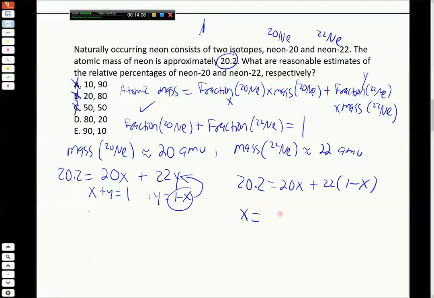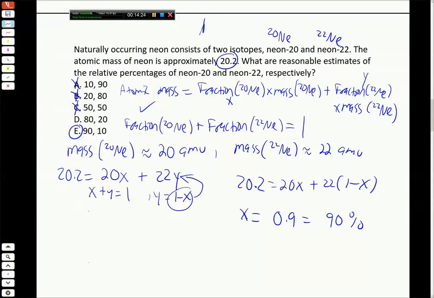I got x equals 0.9, which is 90%. So that means the abundance of the neon 20 isotope is 90%, the other one would be 10%, and so choice E is the correct one here. So both choices D and E were reasonable based on the given information.